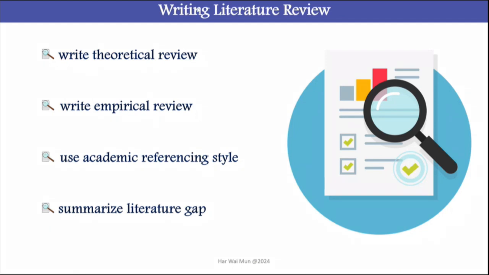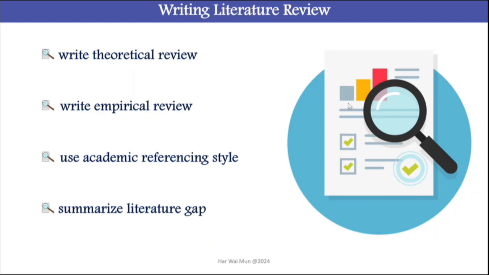Okay, writing literature review. As I mentioned, right? Normally for a qualitative research paper, right? We have 3 parts for literature review. In short, we have theoretical review. I mean, we talk about the theory applied inside this topic, this paper. Then we write about empirical review, and the last part is literature gap.